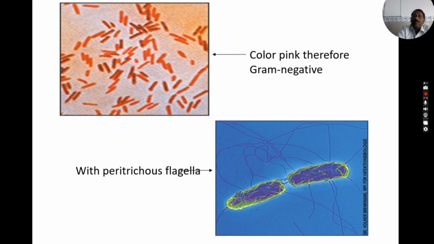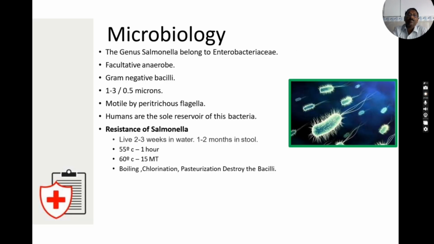So this is the one. Color pink is there for gram negative. Here this is the flagella. So the flagella are clearly seen here. It is the gram-negative one. The size is 1 to 3 by 0.5 microns.